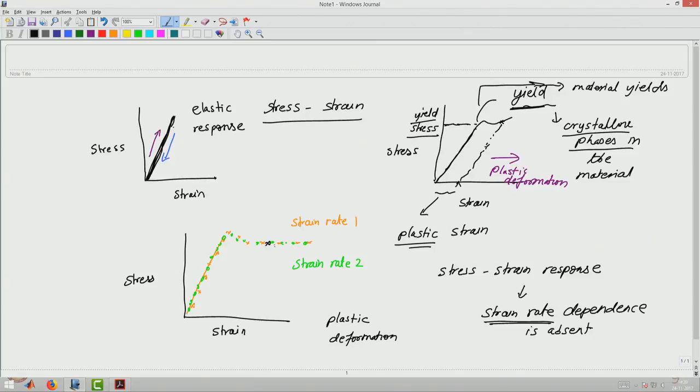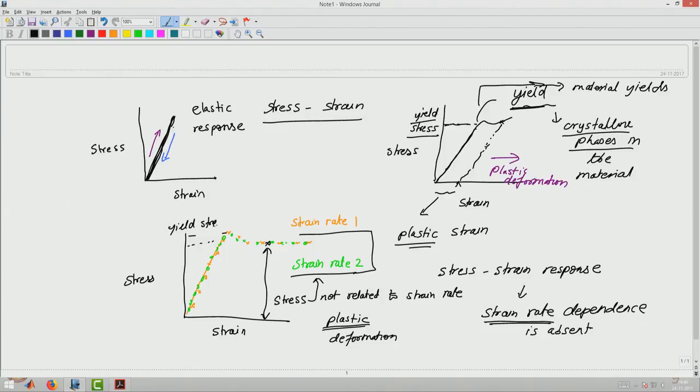If you look at the state here, the stress is not related to strain rate. Of course, we call it plastic deformation because stress is also not related to strain. At the same value of stress, which is the yield stress, the strain keeps on increasing, and therefore, this is called plastic deformation.